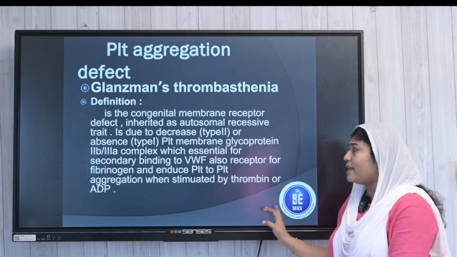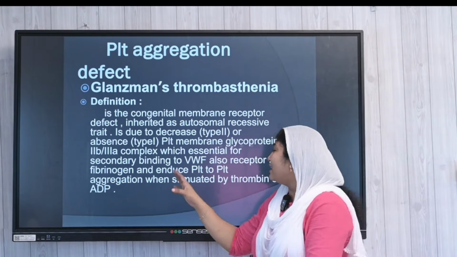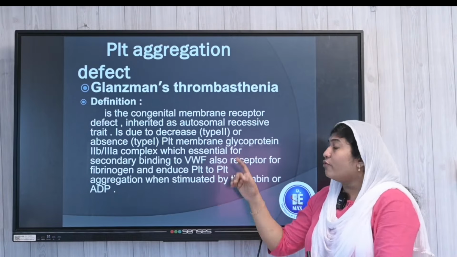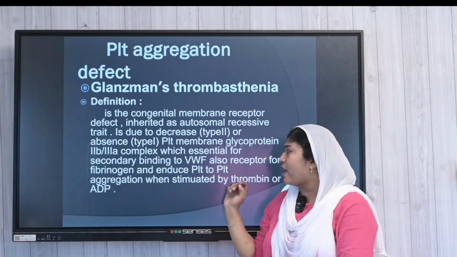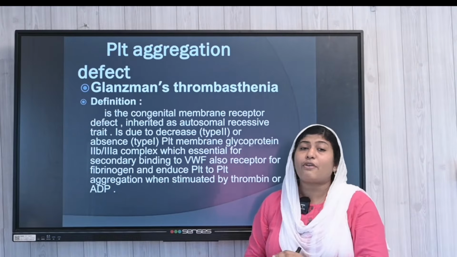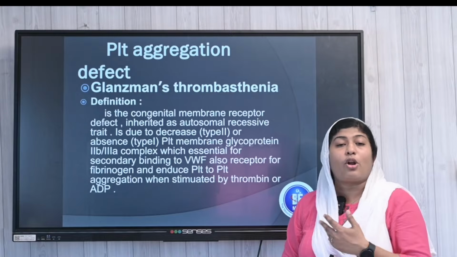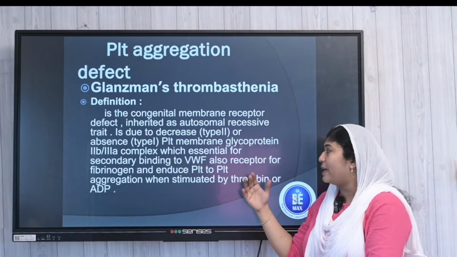If a person has a deficient 2B, 3A complex, it will not properly bind with the fibrinogen. Very important point: 1B is a receptor for von Willebrand's factor, while the 2B and 3A complex is a receptor for fibrinogen. So if they are not activating the fibrinogen, clot formation will not occur and that will result in prolonged bleeding. These conditions are much more common in females when compared to males.